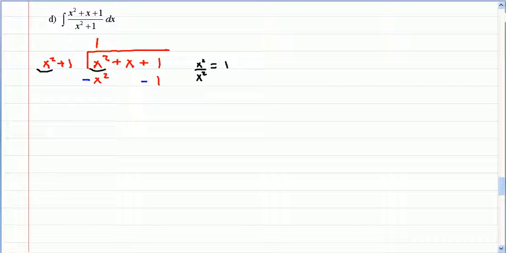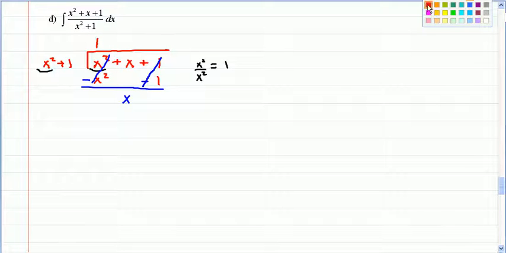And then I subtract, so that the x squares cancel, and I'm left with x, the 1's cancel, and since I can't divide x squared into x, the long division is complete, where x is the remainder, so I write 1 plus x over x squared plus 1.